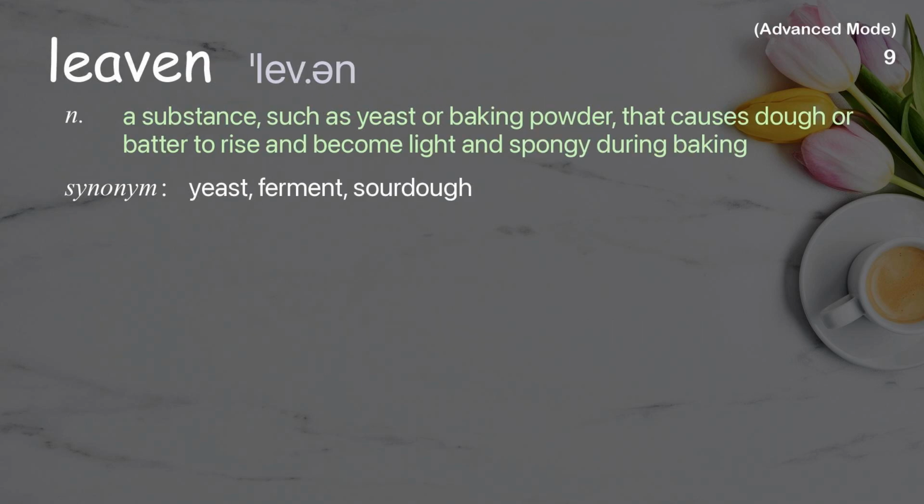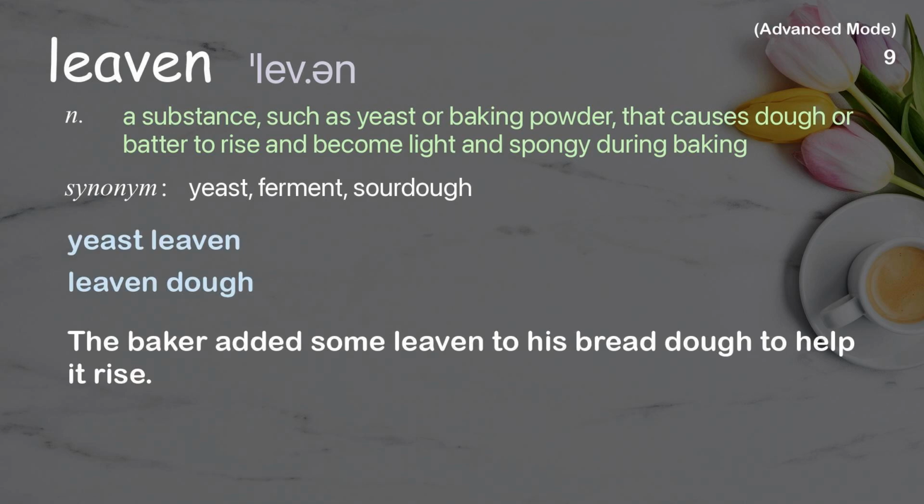Leaven. A substance, such as yeast or baking powder, that causes dough or batter to rise and become light and spongy during baking. Examples: Yeast leaven, leaven dough. The baker added some leaven to his bread dough to help it rise.